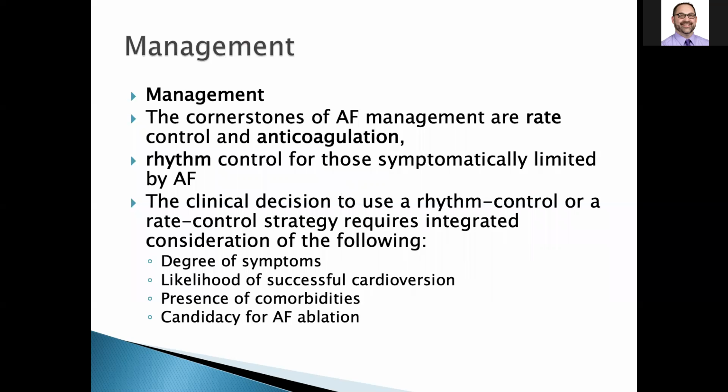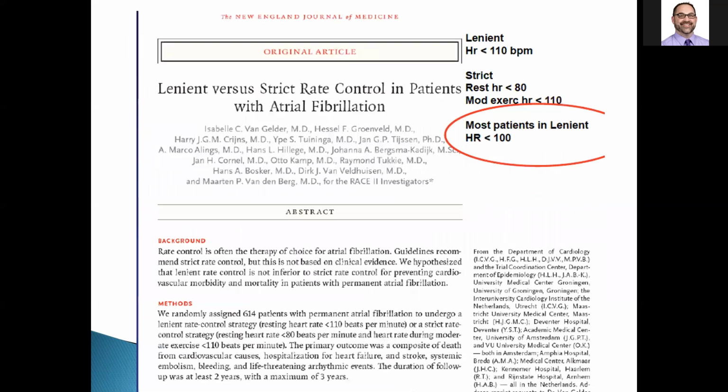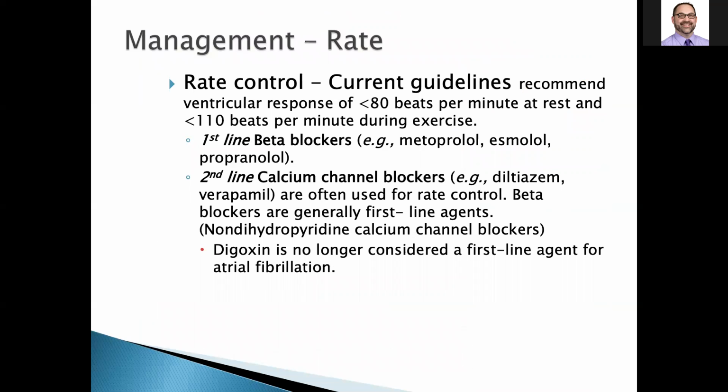And then when we talk about management, again, the cornerstone of management is rate control and anticoagulation. So if the decision is that we are not going to try to chemically cardiovert the patient or do electrocatheter ablation, it is rate control. Rate control has been shown to improve degrees of symptoms. And when we look at what rate control is, for most patients, a heart rate less than 100, less than 80 beats per minute at rest, less than 110 during exercise.